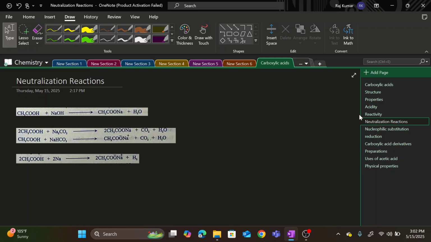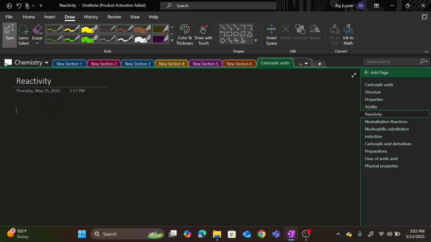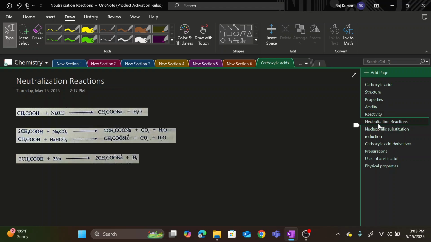Now, there are three major types of reaction due to this reason, because of the presence of this highly reactive electrophilic carbon, we are going to have three major reactions in carboxylic acids. The first reaction is the one in which a hydrogen atom is involved. We know that whenever a hydrogen atom is involved, it's going to be a neutralization reaction, a salt formation reaction.